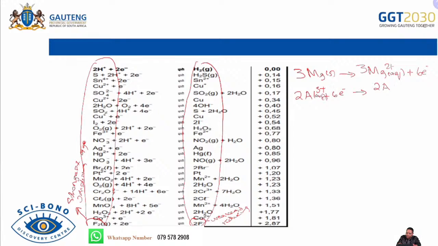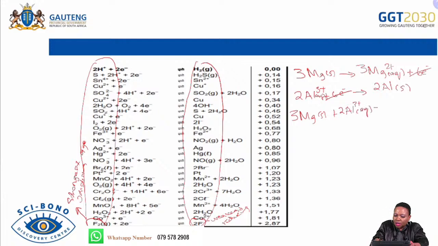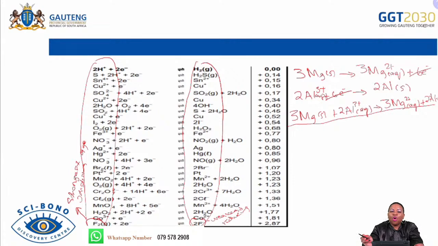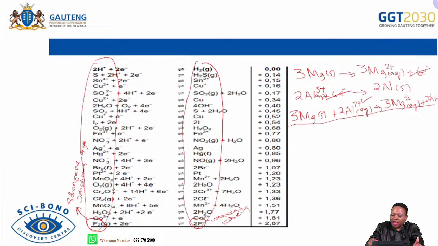This one is aqueous. I just like to write the phases so that we can be assisted. So the number of electrons are now equal. So the net reaction is going to be 3 Mg solid plus 2 Al3+ aqueous, giving us 3 Mg2+ aqueous plus 2 Al solid. So immediately when you write this, it means you have written your balanced overall reaction. Therefore, you know that for this you will get 1 mark for the reactant, 1 mark for the product, and 1 mark for balancing your reaction.